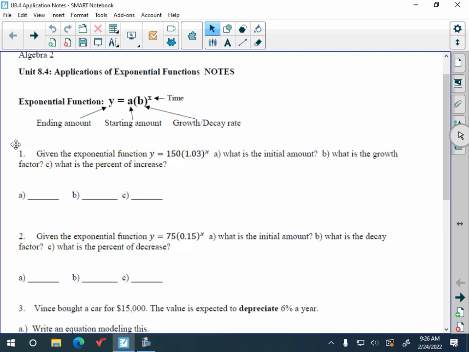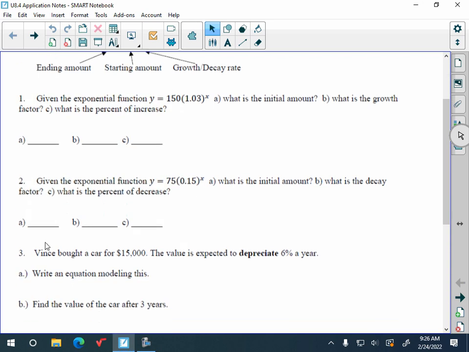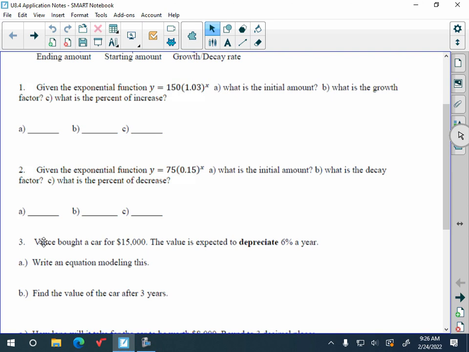All right, so let's review. This is from 8.1. We've talked about this before. Number one, given the exponential function y equals 150 times 1.03 to the x power, what's the initial amount? 150. B, what's the growth factor? Good, 1.03.